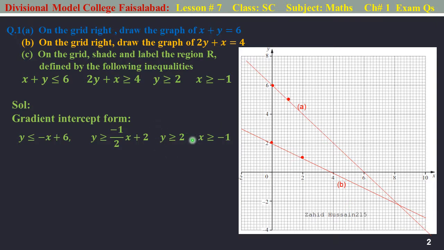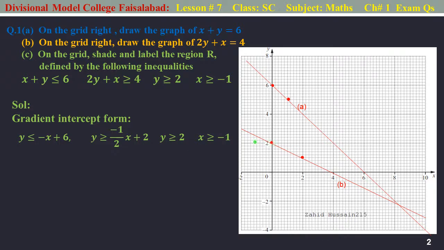Now this is the inequality. Its associated equation is y is equal to 2. As you know, if an equation has only one variable, that line is either vertical or horizontal. Because this line has one y only, this is a horizontal line, and this line passes through a point where y is equal to 2.